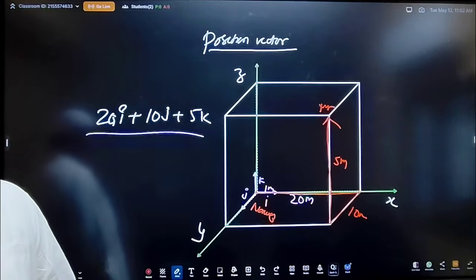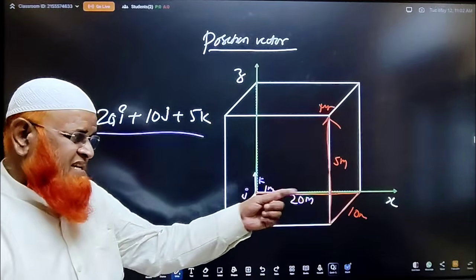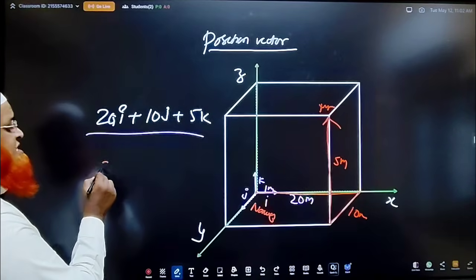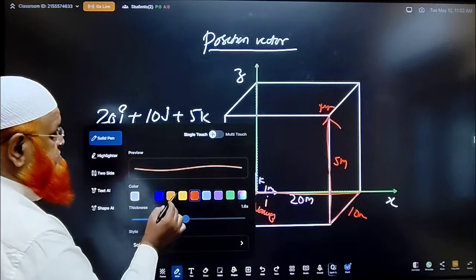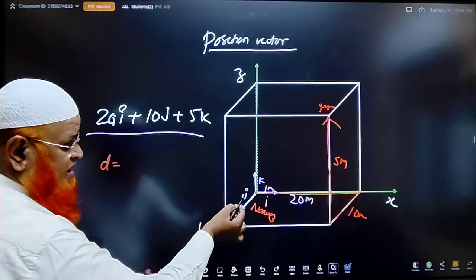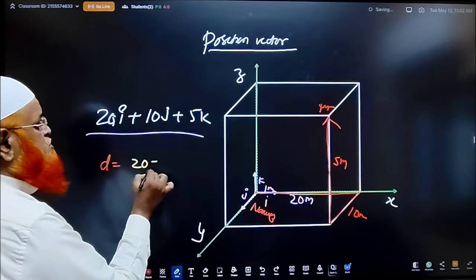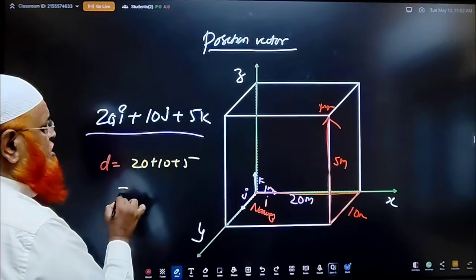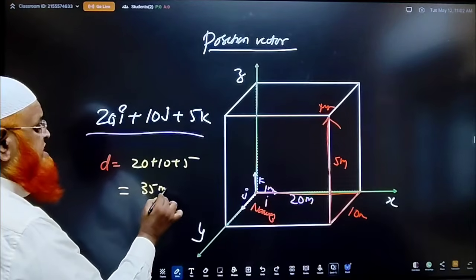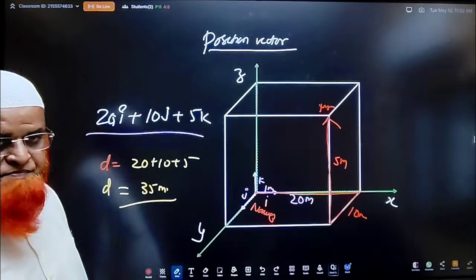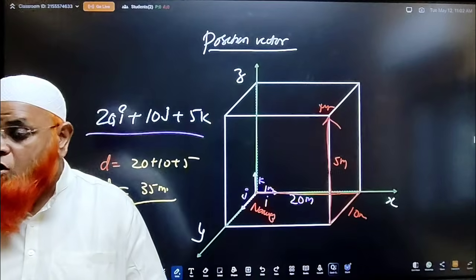Position vector. Then if this is the case, what is the total distance traveled by me? What is the total distance traveled by Nawaz? He is coming like this and like this. So what is the total distance? It is 20 plus 10 plus 5. How much is it going to be? 35 meters is the distance. But I want the position vector.